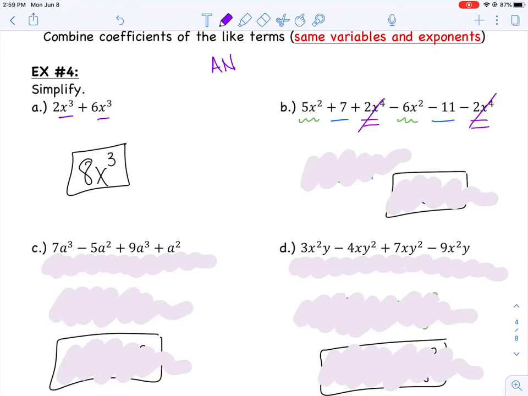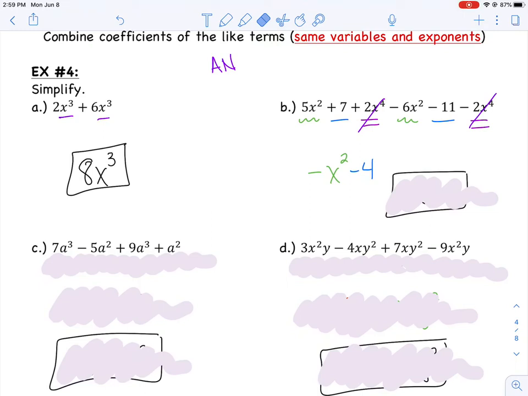Now I'm going to go to my next highest degree. I don't see any x cubes, but I do see some x squareds. I see a 5x squared minus a 6x squared, which really gives me a negative 1x squared. You can write the 1 if you want to, or you can just say negative x squared, and remember it means the same thing. Now I'm going to look at my constants.